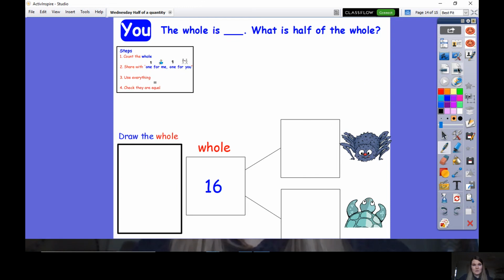Okay, can you do this one? This time I've written in the whole for you. So what I need you to do is I need you to divvy out the parts, okay? And the easiest way you're going to do this is you can draw in your whole. What's your whole? 16, well done. All right, have a go. Remember, one for me, one for you, and check if it's equal. Putting me on pause now.